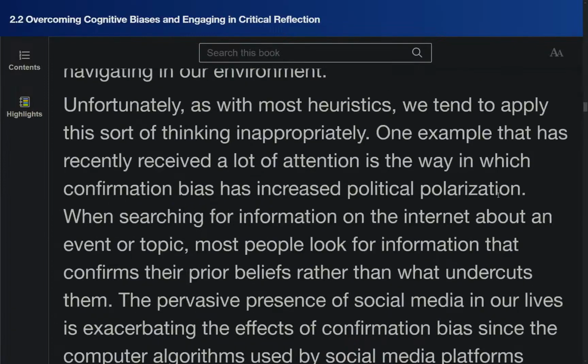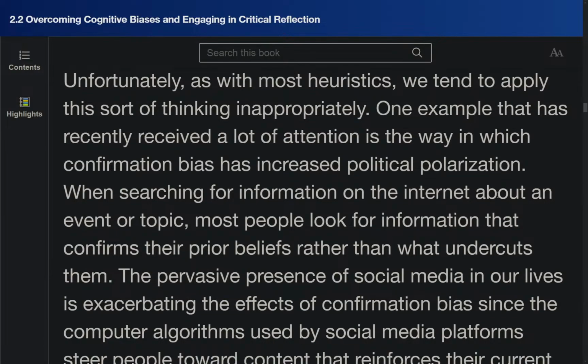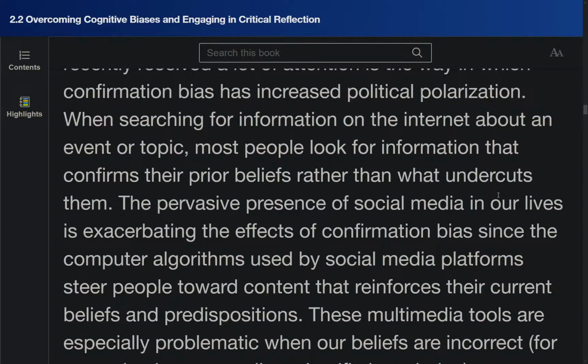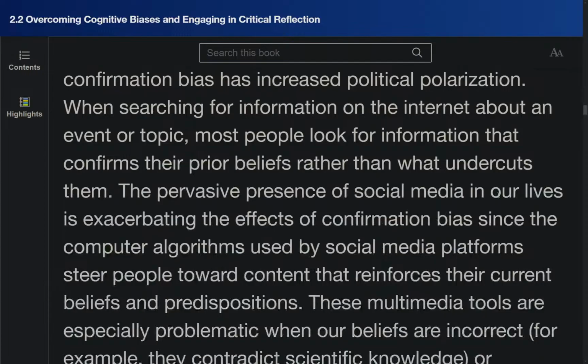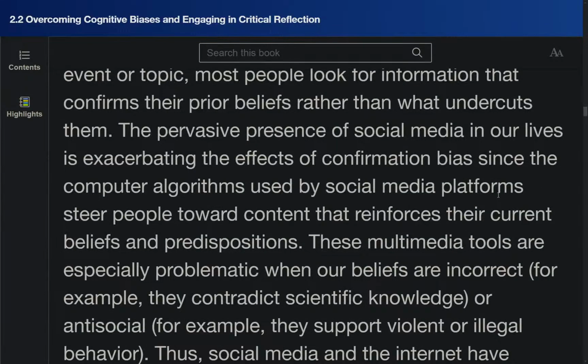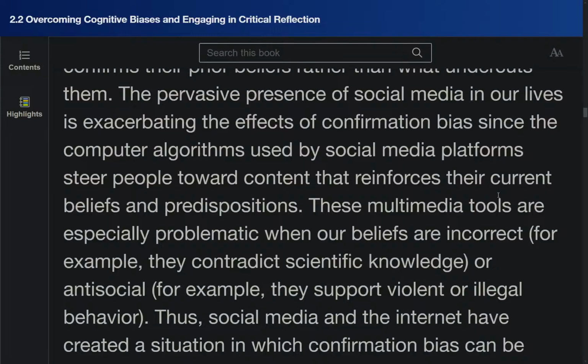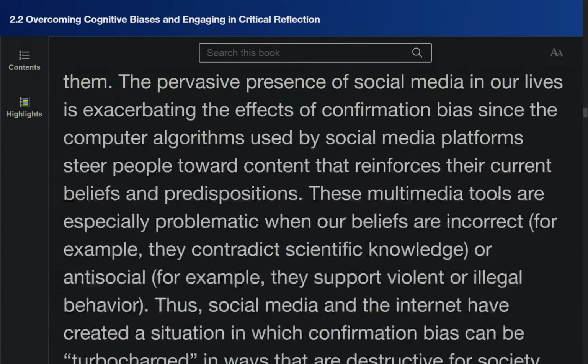Unfortunately, as with most heuristics, we tend to apply this sort of thinking inappropriately. One example that has recently received a lot of attention is the way in which confirmation bias has increased political polarization. When searching for information on the internet about an event or topic, most people look for information that confirms their prior beliefs rather than what undercuts them. The pervasive presence of social media in our lives is exacerbating the effects of confirmation bias, since the computer algorithms used by social media platforms steer people toward content that reinforces their current beliefs and predispositions.